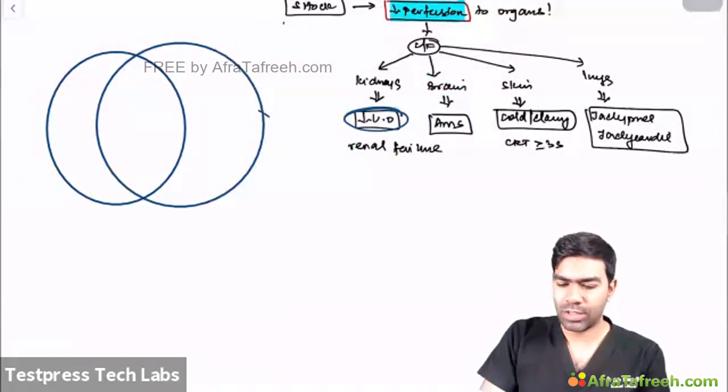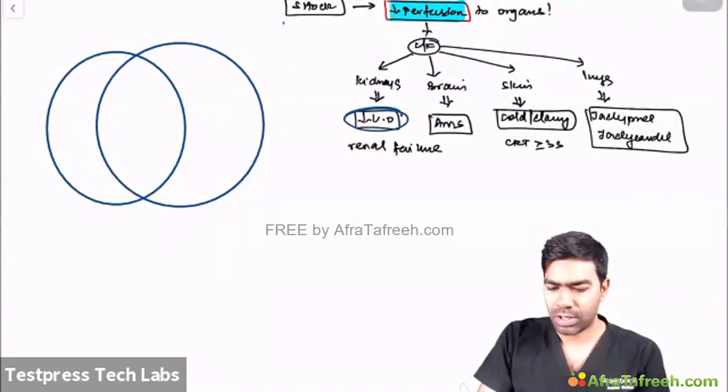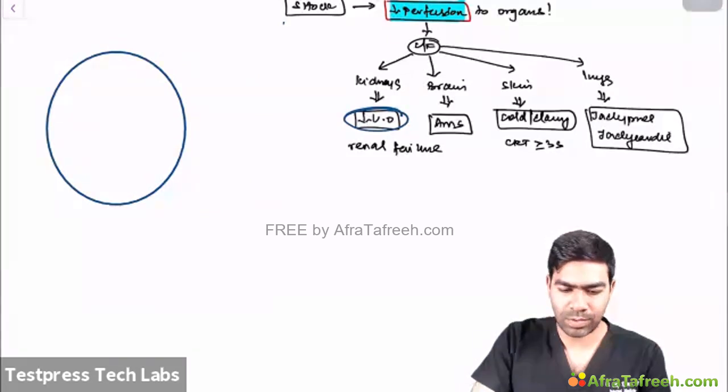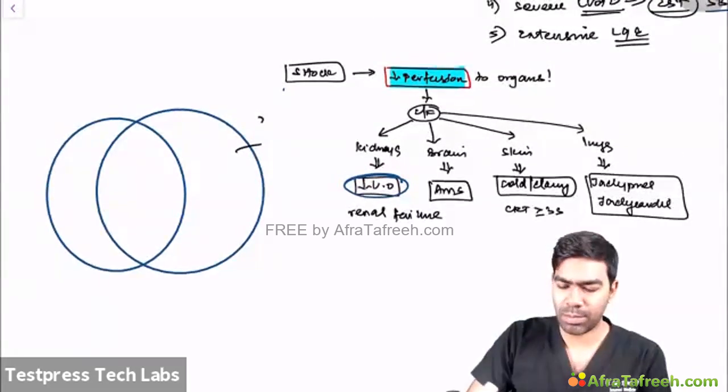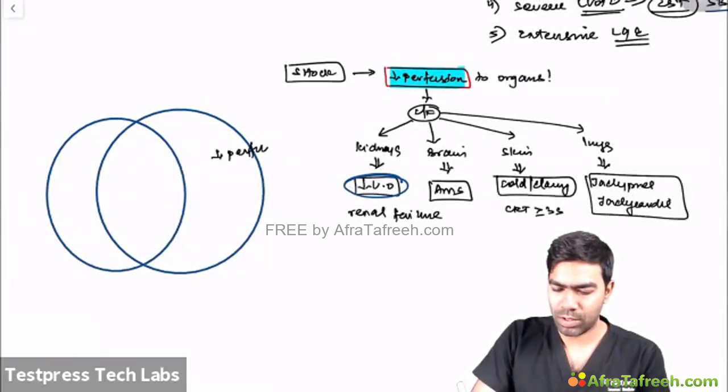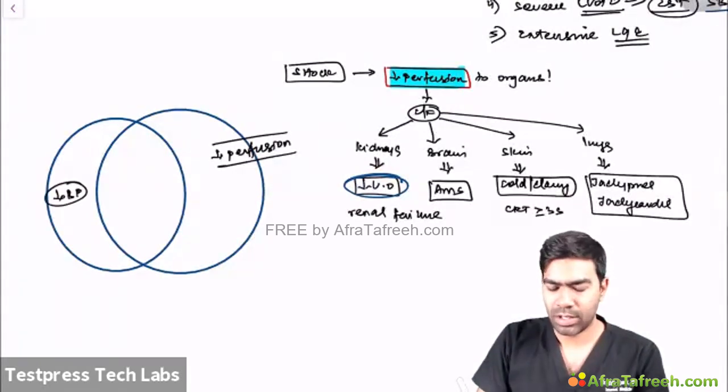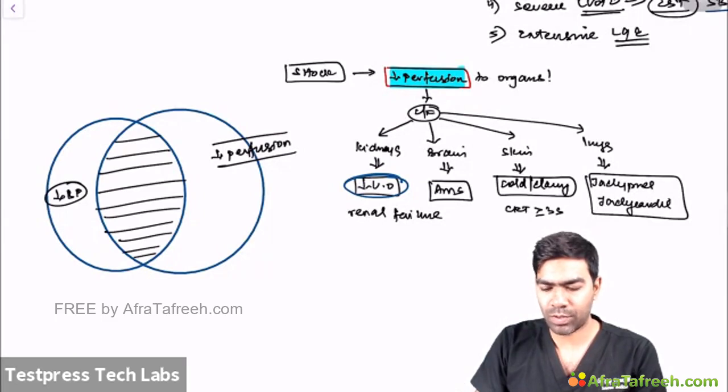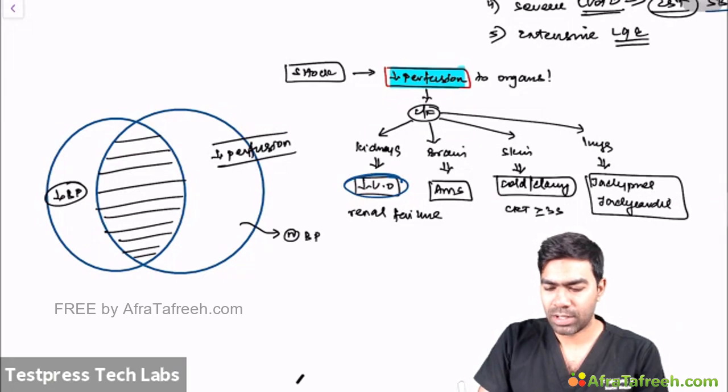BP and shock. Most of the patients will have low BP, there's no doubt about that. If you take the patients with hypoperfusion, reduced perfusion to organs, low perfusion, and the patients who are having low BP, hypotension, a lot of patients with shock will have both low BP as well as low perfusion. But there is a subset of patients who can have a normal BP, still they may have a shock, which means they are having low perfusion.